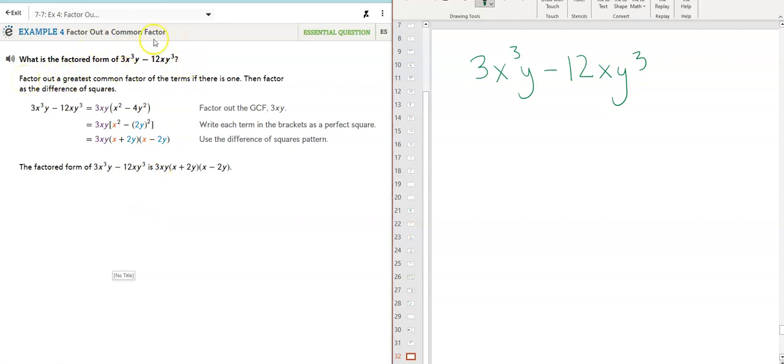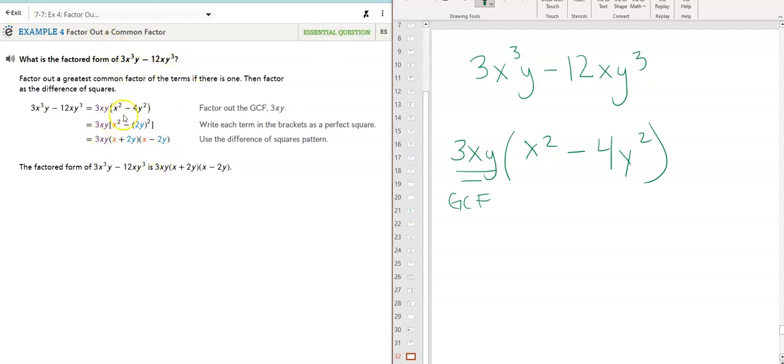So when you first see something like this, the first thing you want to do is factor out the greatest common factor of the terms if there is one. And that's the same in all the stuff we've been doing. The first thing you want to look for is simplifying. Is there a common term, right? So in this, we've got 3xy. So that's going to leave me with x squared minus 4y squared. So I just factored out my GCF from this polynomial.